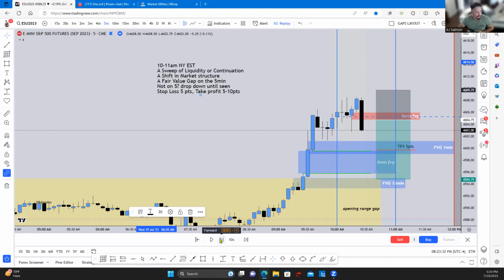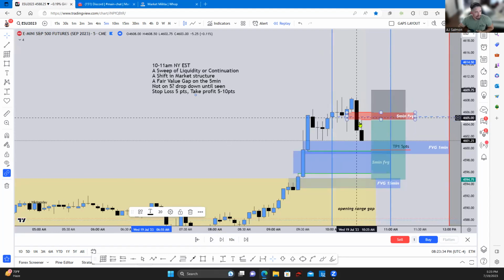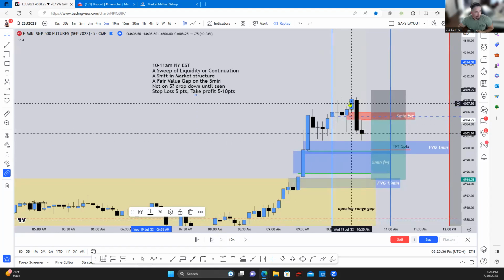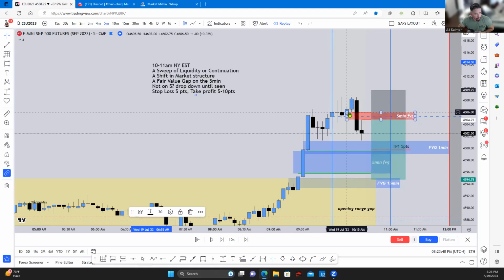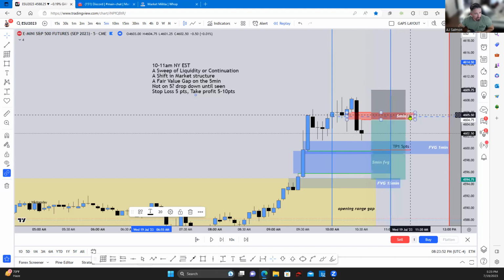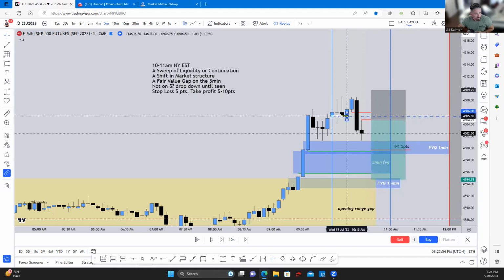So the fair value gap is this 3-candle pattern. We have this bullish candle, bearish candle, and then another bearish candle. But if you notice between these 3, in between this bearish candle's high wick and this bullish candle's low wick, there's no delivery in here. So this is your fair value gap. So that's what this box is. You can see a little bit better there. Nice 5-minute gap there.